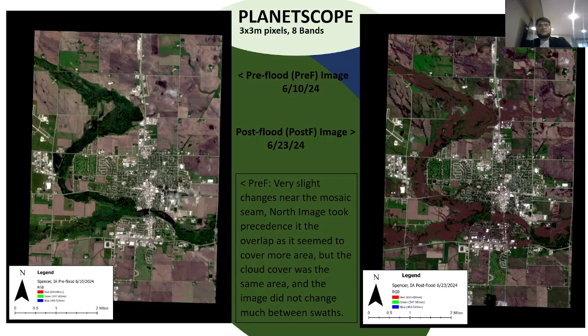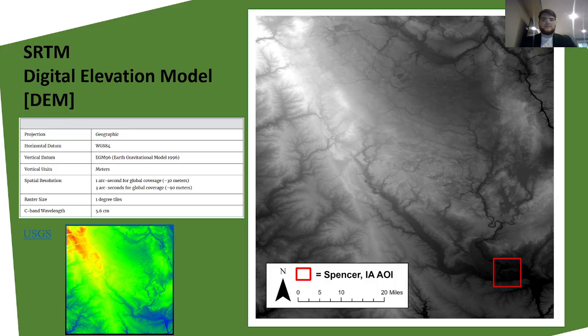We did have to do, by we I mean me, we did have to do a mosaic on the pre-flood image, as the swaths of the satellite did not collect one single image for the area. So we needed to stitch together two pieces.